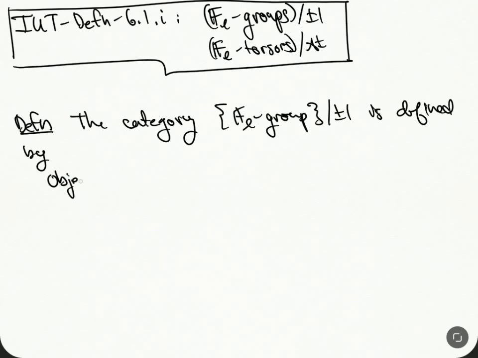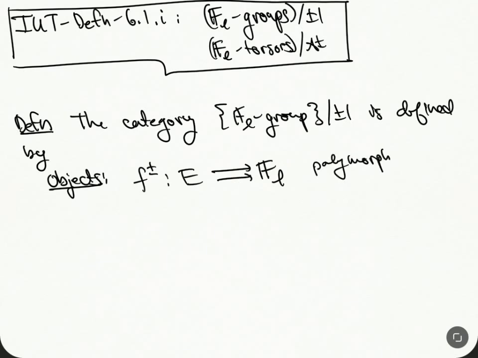The objects of this category are polymorphisms. A polymorphism is a collection of morphisms from a set to another set. I'm going to use two arrows to denote polymorphism. So these are polymorphisms from a set E to the module, let's say the Z module or abelian group FL. Okay, and so these are the objects.